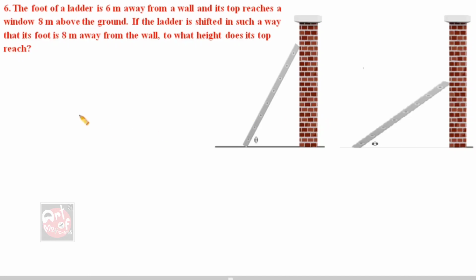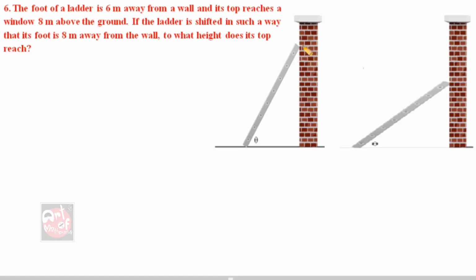The foot of a ladder is 6 meters away from a wall, and its top reaches a window 8 meters above the ground. If the ladder is shifted in such a way that its foot is 8 meters away from the wall, to what height does the top reach?